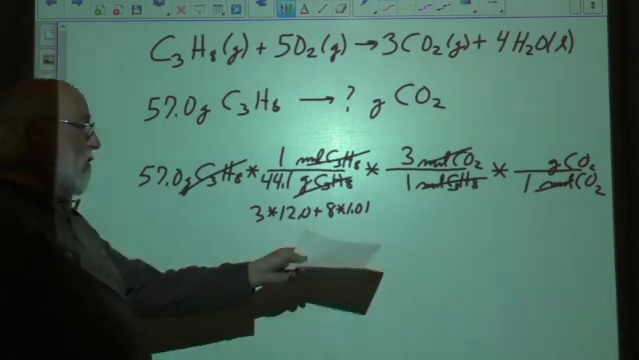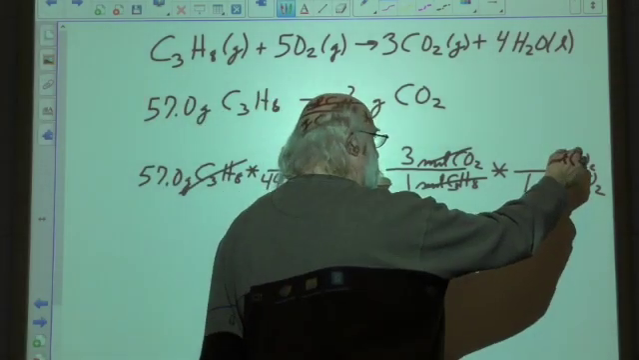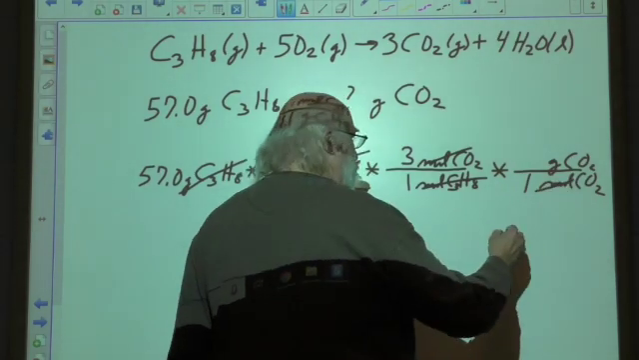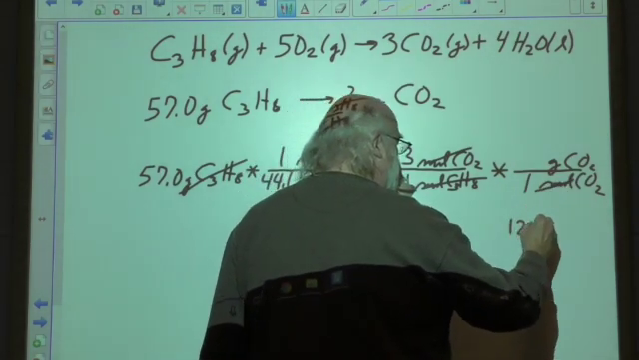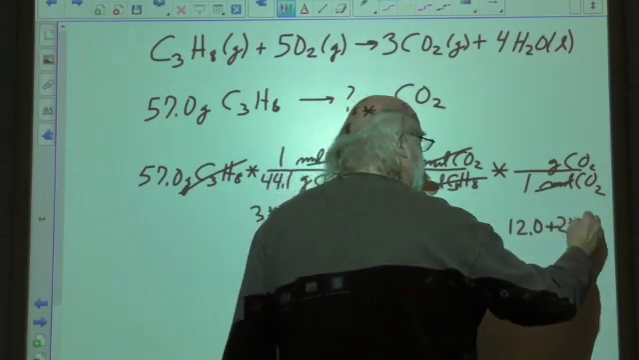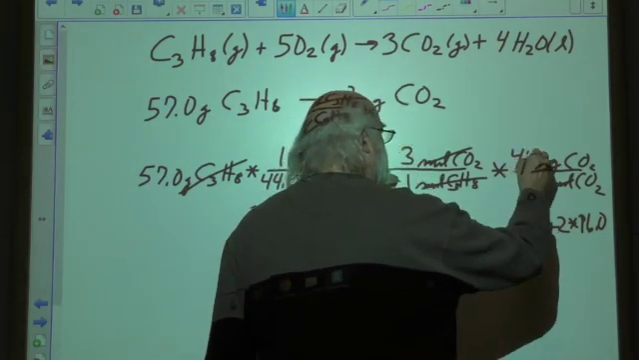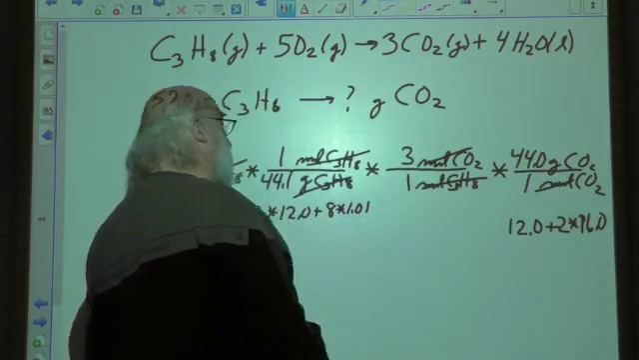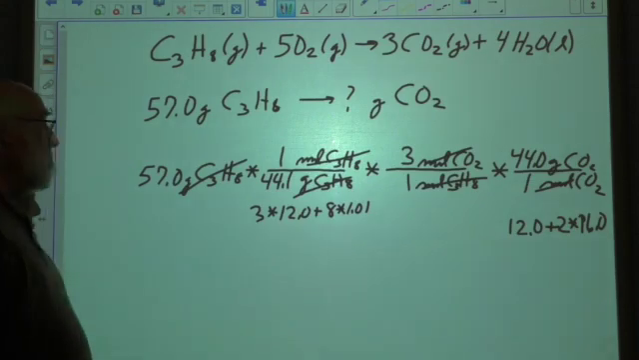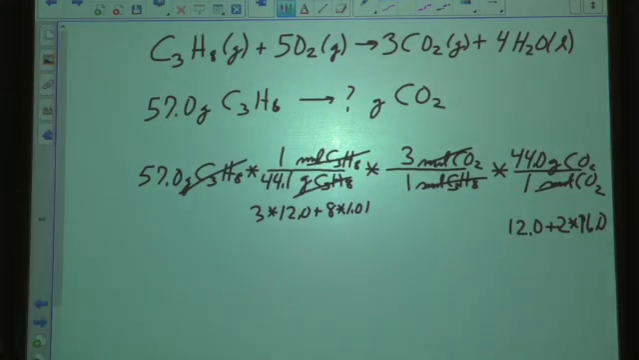Okay, then we come over here: moles of propane to moles of carbon dioxide to grams of carbon dioxide. We go to the periodic chart, carbon is 12.0, and oxygen is 2 times 16.0, so that's 44.0. So it looks like it's pretty much the same mass, so that's unusual, highly unusual, but it happens from time to time.